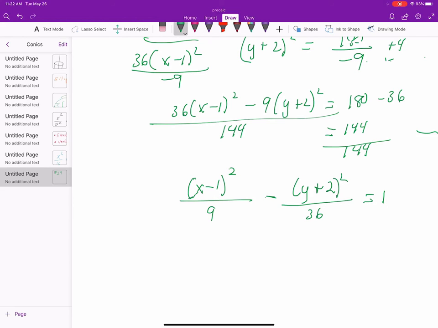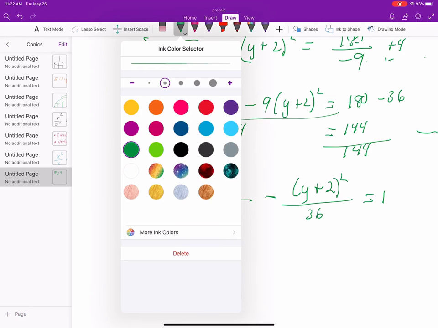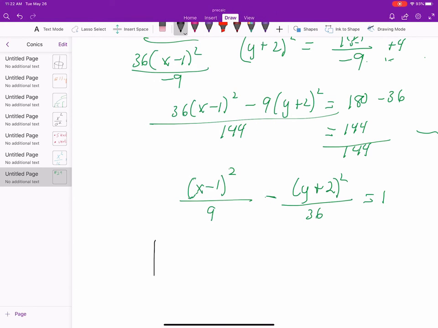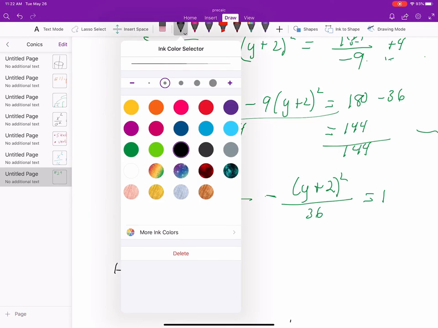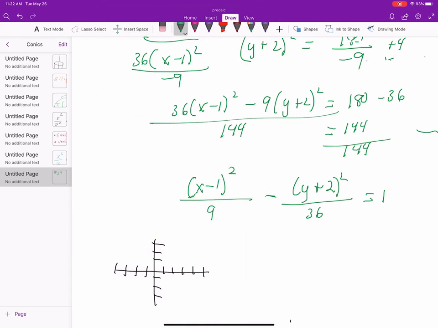So what do we need to do? Oh, we need to sketch it. Okay, sounds like a great idea. I think I'm going to change my axis color first to black. And then I'm going to put some marks on there. And here we go. We're going to graph my parabola.